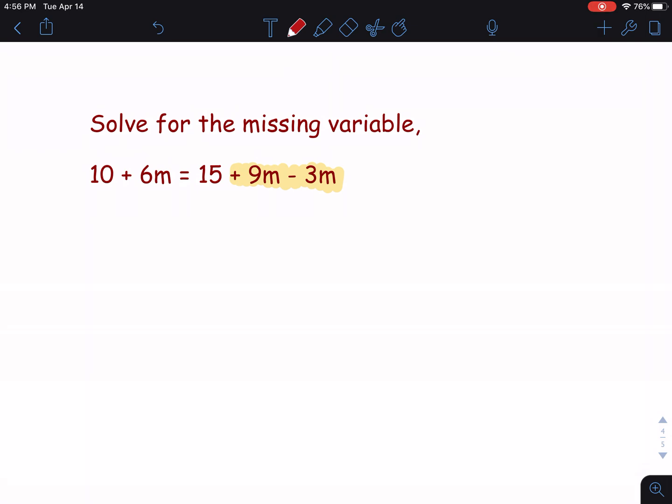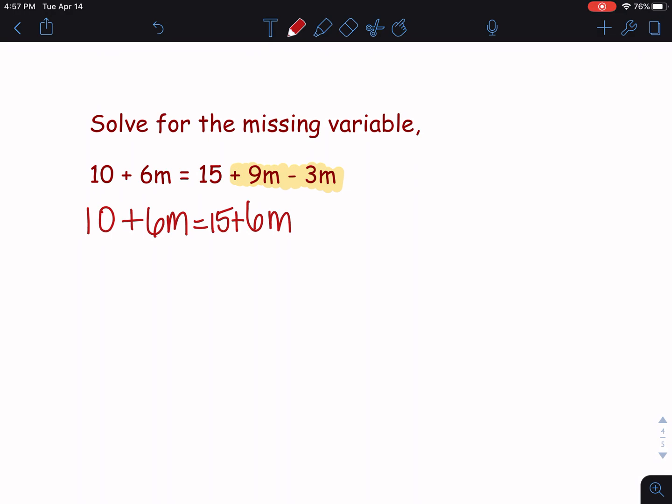So as I read that, 9m minus 3m, I'm just going to combine those like terms. That's the same thing as 6m. I'm not changing this equation, I'm just choosing to write it in another way, in a simplified way. I still have a 10 plus 6m and an equal to 15, and this is a positive 6m, so I'm going to put a plus sign in between those two terms.